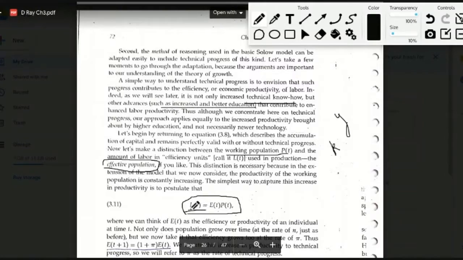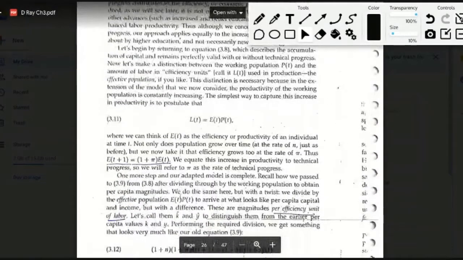So L_t is called effective population, and it is nothing but a product of two terms, P_t, which represents the working population in an economy, and E_t, which refers to the efficiency or productivity of an individual. Now, this efficiency or productivity of an individual is nothing but technical progress, and that's how we introduce technical progress in the model. We know that P_t grows at the rate of n, that's the population growth rate, and now we assume that E_t is also growing at some rate pi. This rate pi is nothing but the rate of technical progress. So E_{t+1} will be equal to (1 + pi) times E_t.